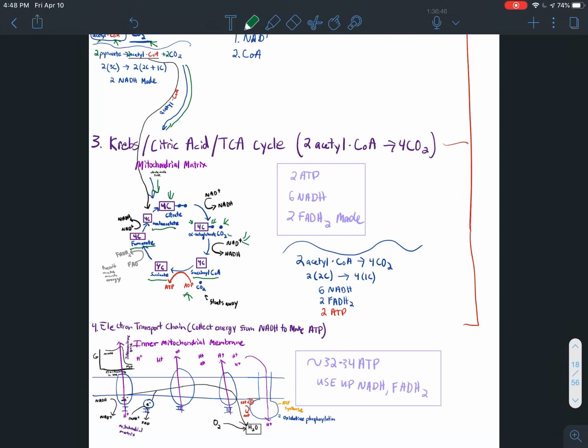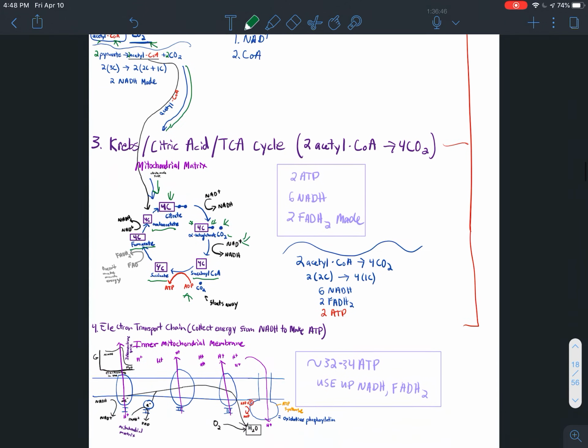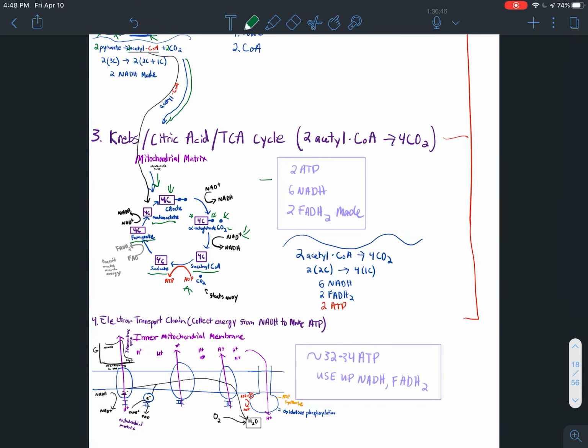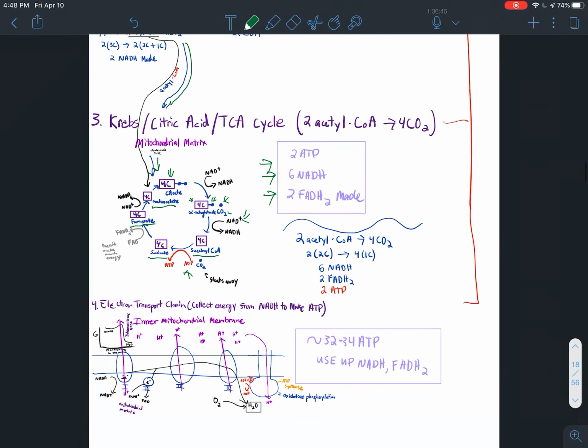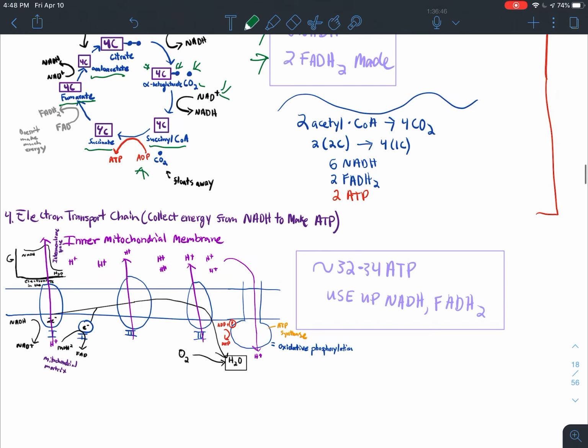Then we start the cycle over again when acetyl-CoA binds to oxaloacetate. We run the cycle twice because of 1 glucose molecule and the use of 2 acetyl-CoAs from the pyruvate oxidation step. So in summary, 2 ATPs are made, 6 NADH are made, and 2 FADH2 are made from the Krebs cycle, citric acid cycle, TCA cycle. Lastly is the electron transport chain.